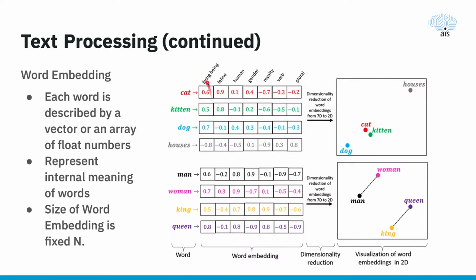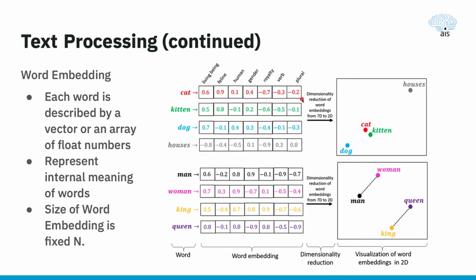Cat and kitten are living beings, so their number is very high. Similarly for feline, but they are not humans. Because of that, the value of the human property for cat and kitten is very small. Now, when we look at houses, because it has the s at the end, it's plural, so the number in the plural column is high.